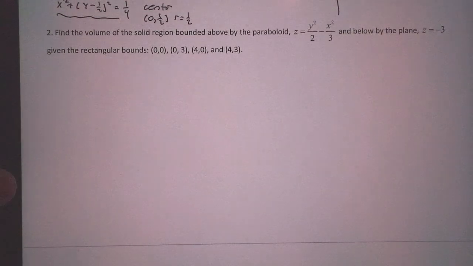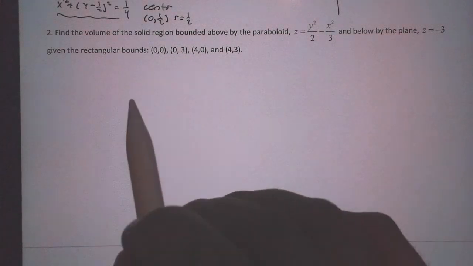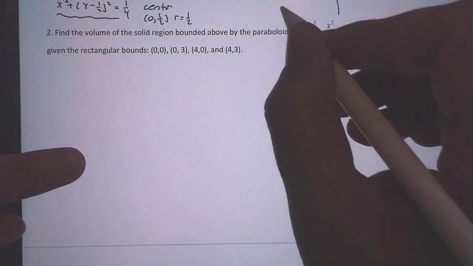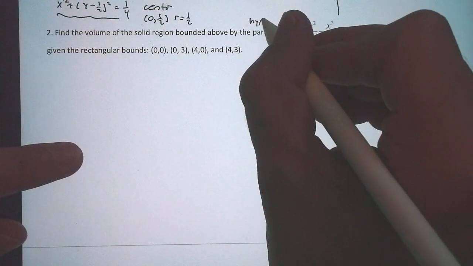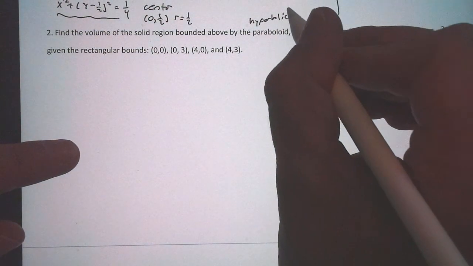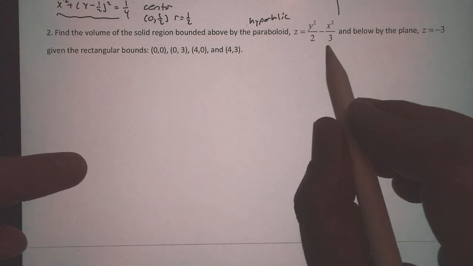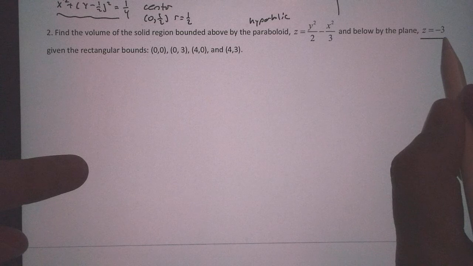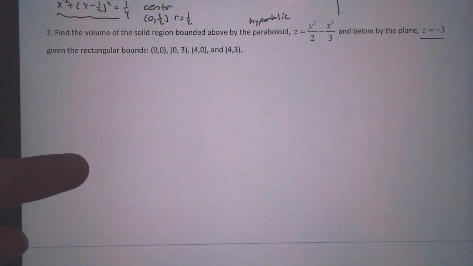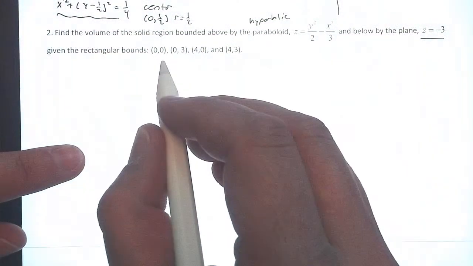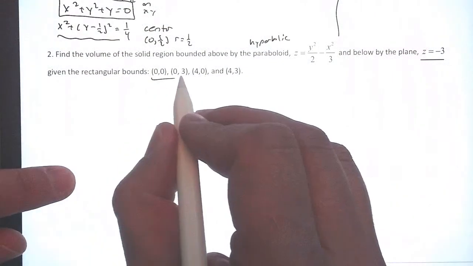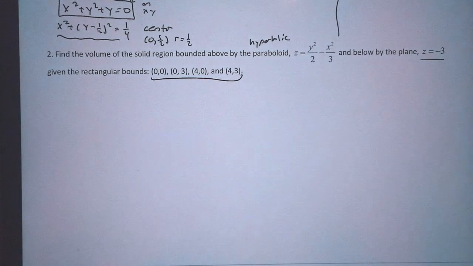So in this example, we're going to take a look at finding the volume of the solid bounded above by the paraboloid. And it's not just any paraboloid, it's our hyperbolic paraboloid. From above and below by the plane z equals -3. So that's going to become a little bit different for us. Given the rectangular bounds (0, 0), (0, 3), (4, 0), and (4, 3). So they're giving us these bounds on the xy plane.